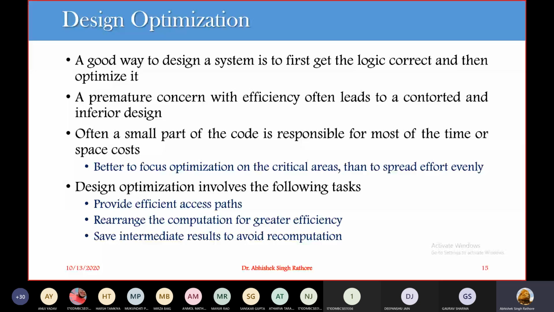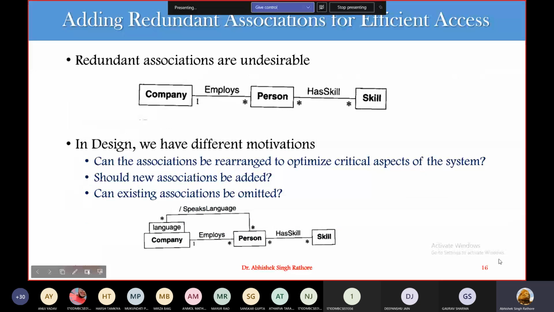When we are adding some redundant associations for efficient access, these redundant associations are usually undesirable during our analysis phase, because they do not add any additional information to our system. But when we are considering our design, it has very different motivations, and it should focus on the viability of your model for implementation.